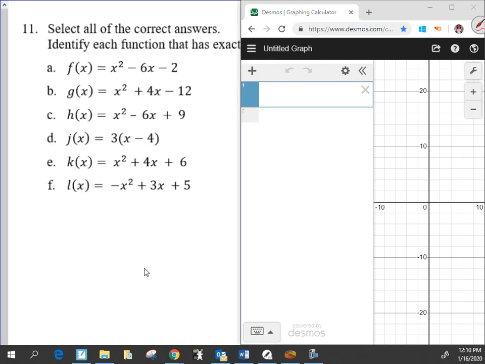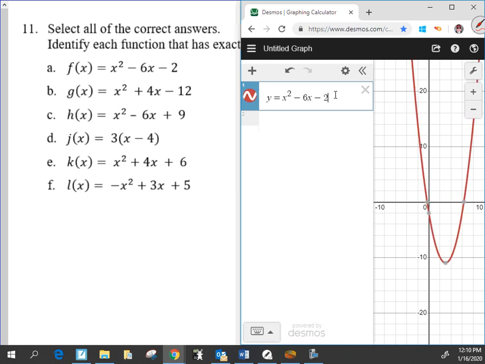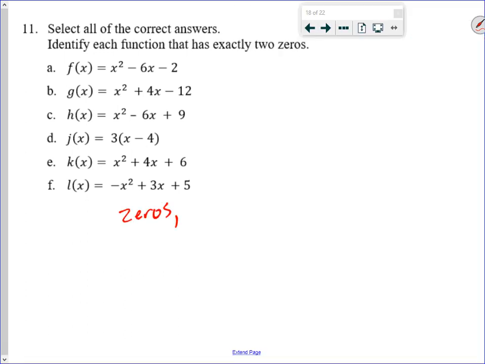All right, and so I'm just going to graph these and look at the number of zeros I have. So y equals x squared, why am I not typing? Y equals x squared minus 6x minus 2. If I look at that graph, remember, zeros, roots, and x-intercepts are all the same thing.